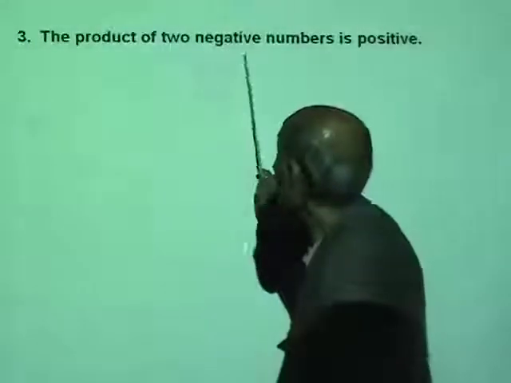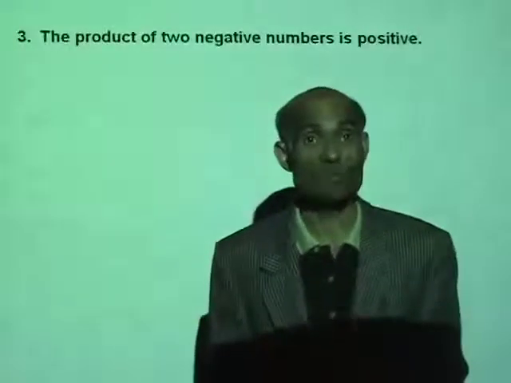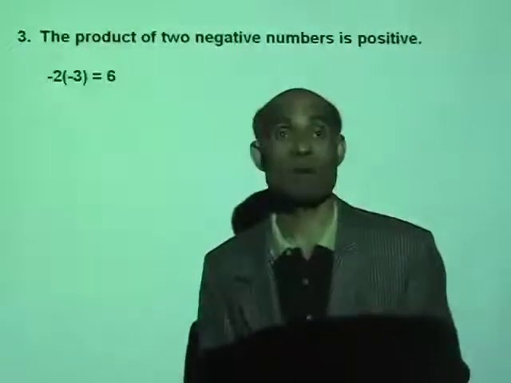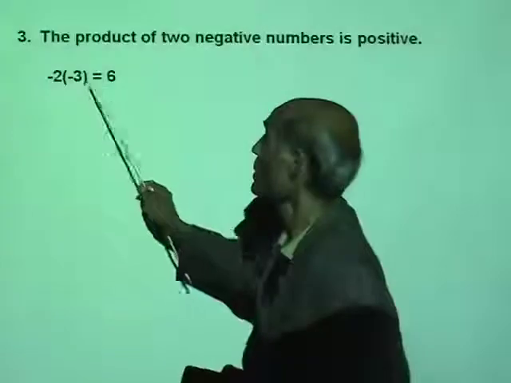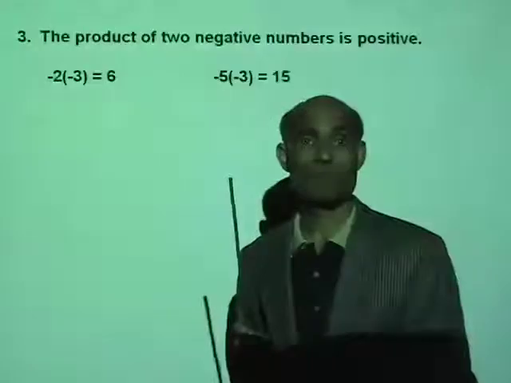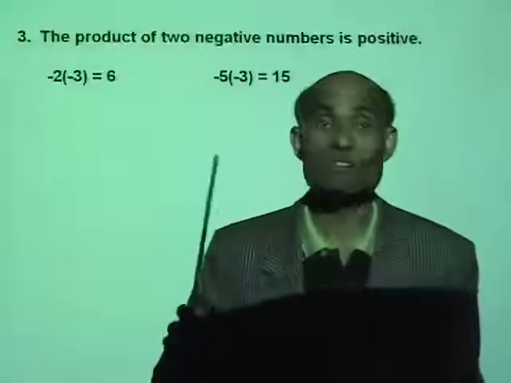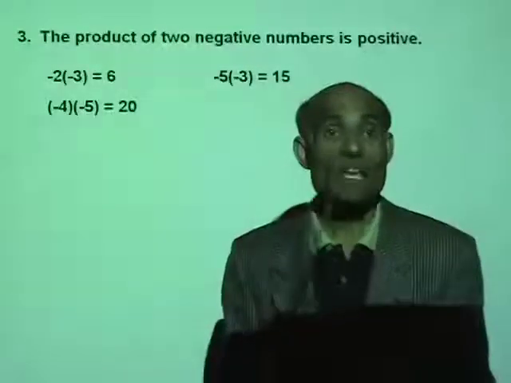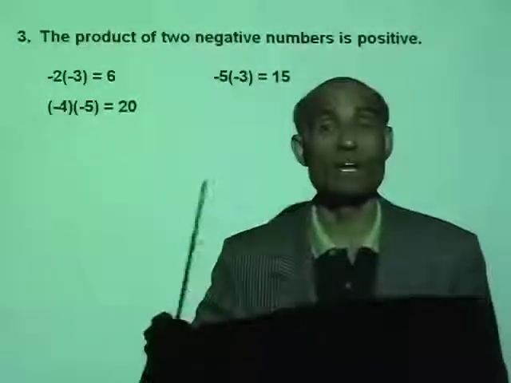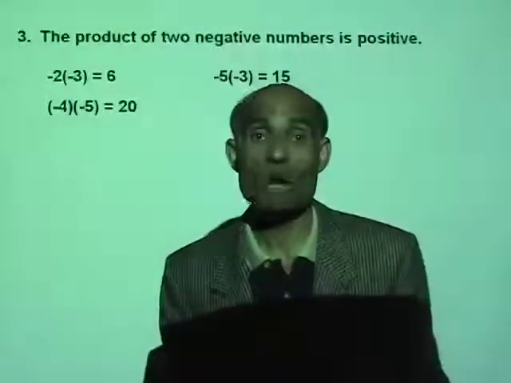The product of two negative numbers is positive. That is your third rule. You multiply two negative numbers, it will give you a positive result. Negative 2 multiplied by negative 3 is positive 6. Negative 5 multiplied by negative 3 is positive 15. Negative 4 multiplied by negative 5 is positive 20. A negative number multiplied by a negative number gives you a positive number.